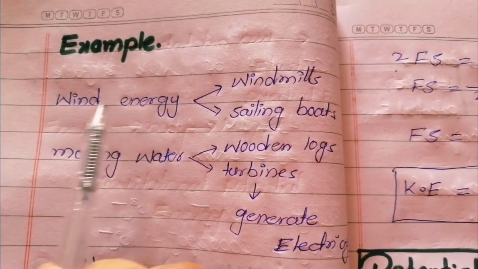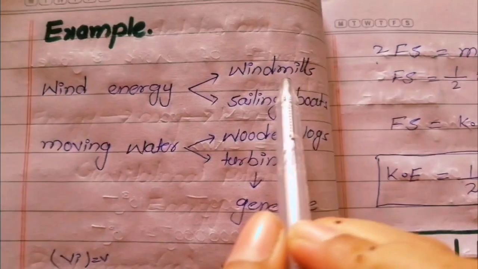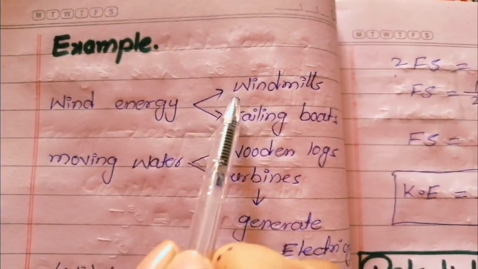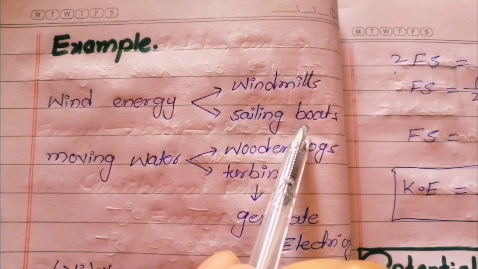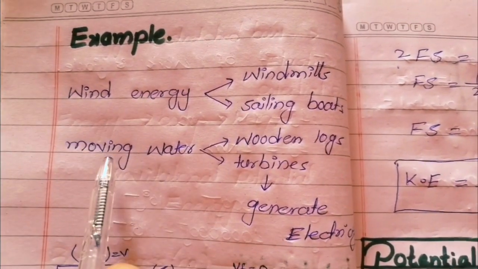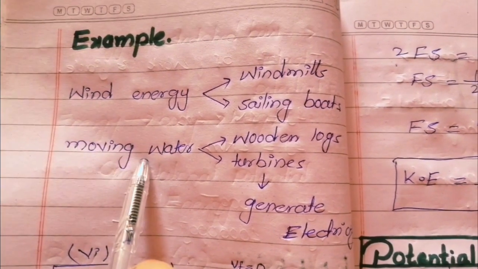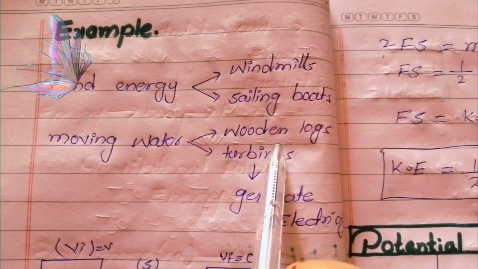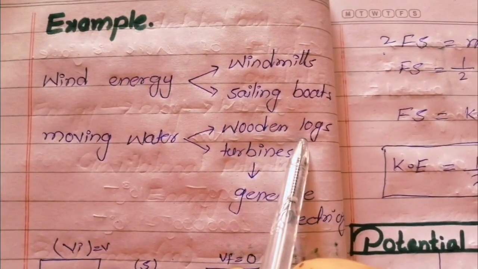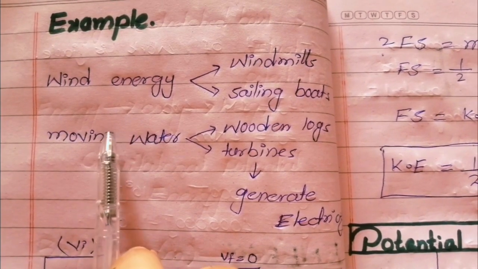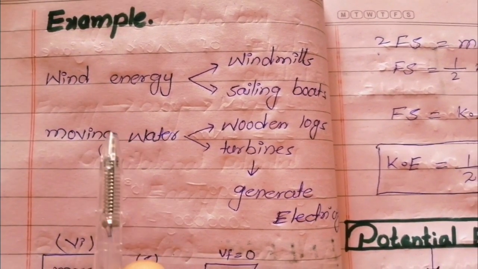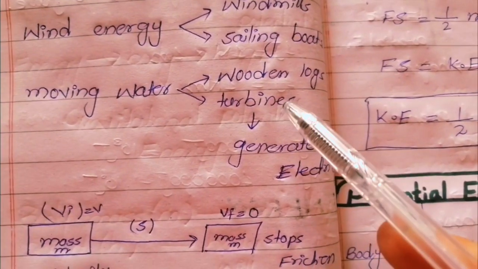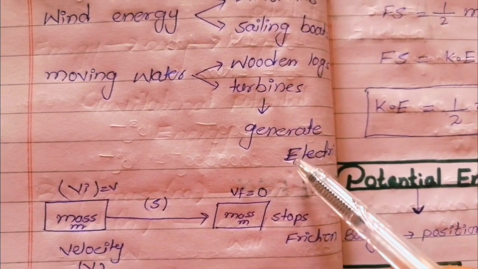Wind energy. Wind energy is utilized to drive windmills. Wind energy is utilized to push sailing boats. The energy which is present in moving water is utilized for the movement of wooden logs for a long distance, and the energy which is present in moving water is also used to drive turbines. These turbines are used to generate electricity.